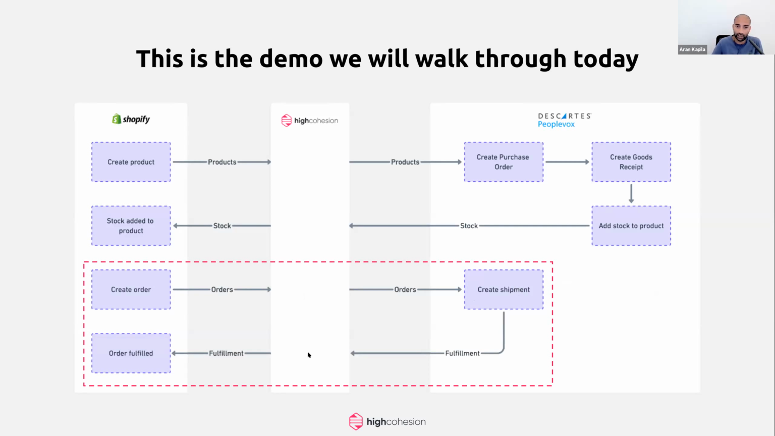So a very typical Shopify Peoplevox stream, basically a new customer, any customer placing an order, that order being received by the warehouse, picked, packed, collected by your logistics company, and then a notification being sent back to the customer that their order and then the product's on the way.